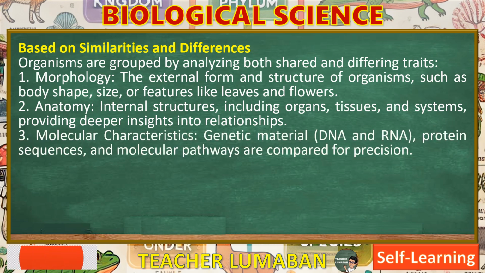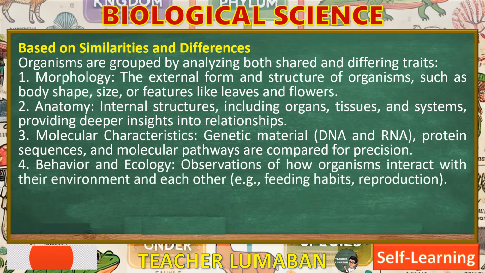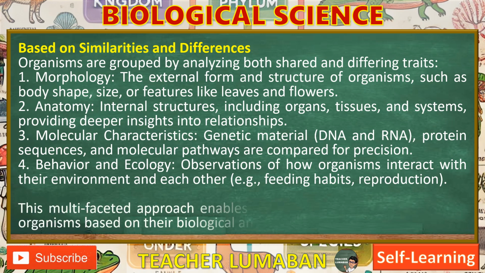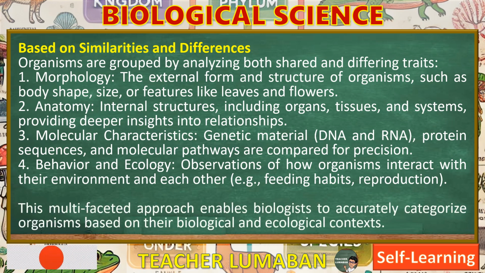3. Molecular characteristics, genetic material, DNA and RNA, protein sequences, and molecular pathways are compared for precision. 4. Behavior and ecology, observations of how organisms interact with their environment and each other, e.g., feeding habits, reproduction. This multifaceted approach enables biologists to accurately categorize organisms based on their biological and ecological contexts.